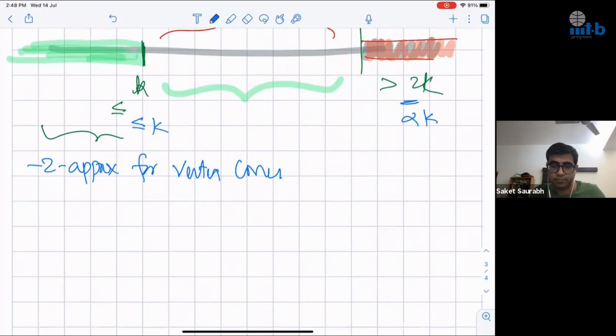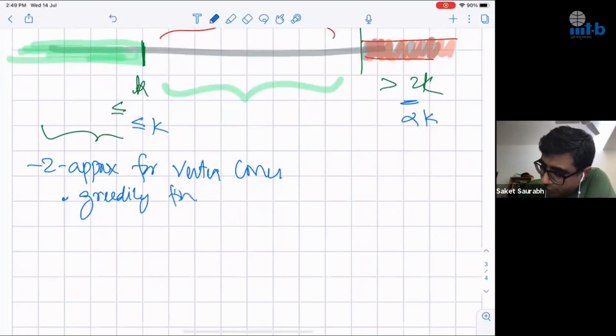Anybody? Has anybody seen any factor 2 approximation for vertex cover anywhere? Was there not a lecture on approximation algorithms? ILP formulation, very good. What about this approximation?